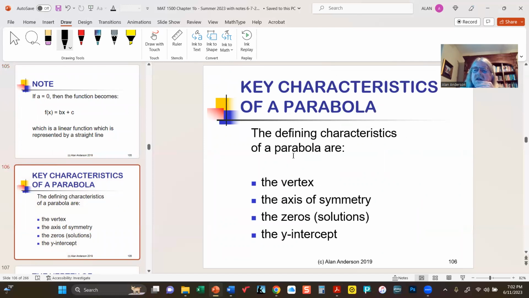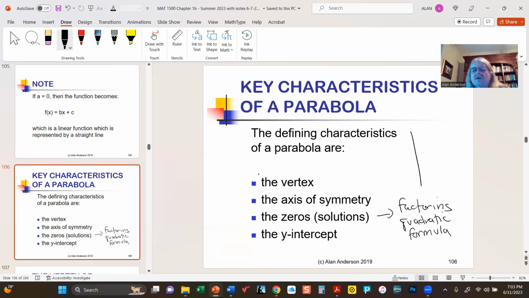Okay, now, what are the characteristics of a parabola? Well, we have four things that uniquely characterize it, which we'll describe in a minute: the vertex, the axis of symmetry, the zeros or solutions, and finally the y-intercept. Now, we've already looked into solving a quadratic equation. The two basic ways we do this, we can find them typically with either factoring or the quadratic formula, which we're all very familiar with. The axis of symmetry, we'll get to that in a minute.